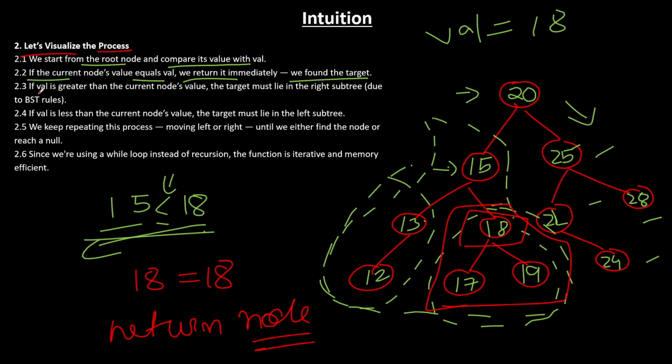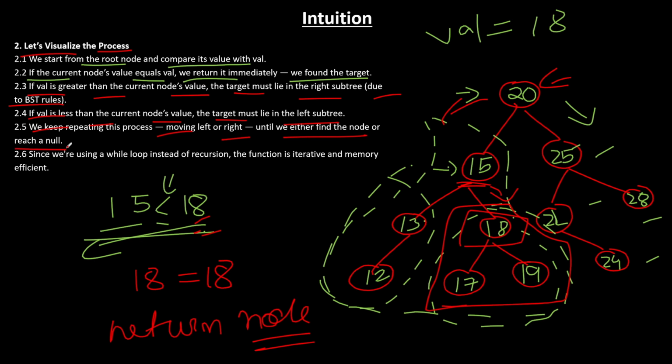So that is what is written here. If the value is greater than the current node's value, the target must lie in the right subtree due to BST rules, which we did. If the value is less than the current node's value, the target must lie in the left subtree. Since our value was 18 and I was standing at 20, it will lie in the left subtree. But in this case, 18 was greater than 15, so I knew that it should lie in the right subtree. That's all. We keep repeating this process, moving left or right until we find the node or we reach null, right?